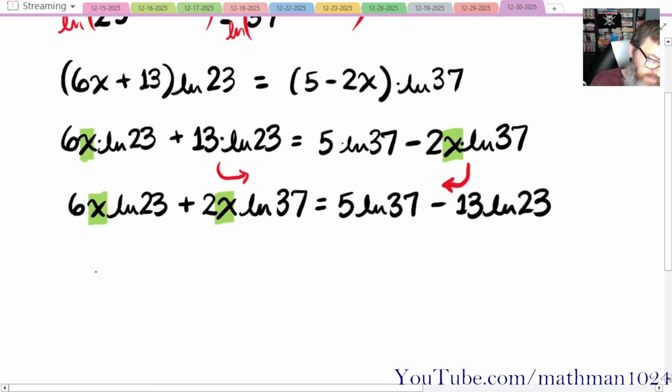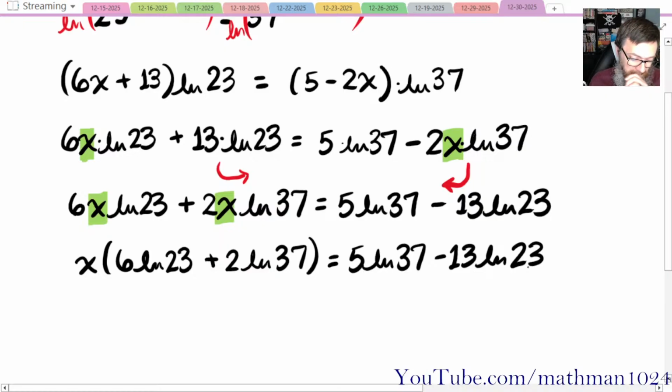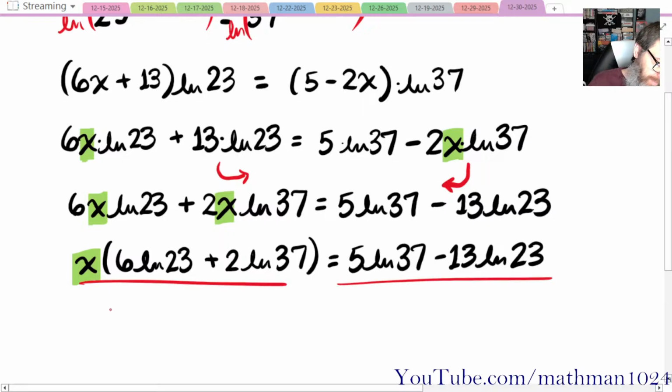And we can now factor out that common factor, give me 6 natural log of 23 plus 2 natural log of 37. And I know that that is not a very nice looking expression, but everything that's in parentheses is just a number. It's just some decimal, right? So we're going to divide both sides by this guy. So both the left and the right side.